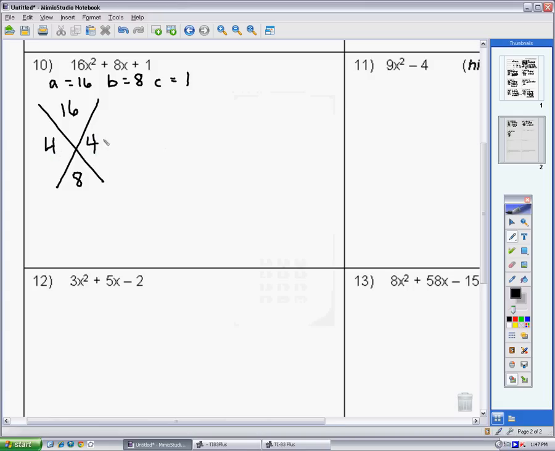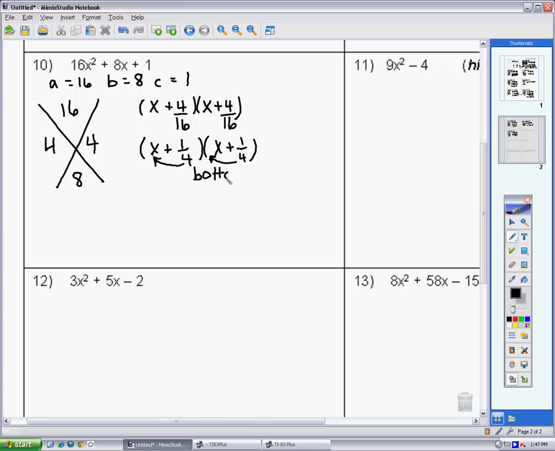So I have 4 and 4 on the sides, and that's going to give me x plus 4 times x plus 4. And then I'm going to divide by A. So I'm going to divide by the leading coefficient 16, and I'm going to reduce: x plus 1/4 times x plus 1/4, and I'm going to bring the bottoms up. So the bottoms come up in front of x. And I'm going to get 4x plus 1 times 4x plus 1, and that is a square. So that's going to be written 4x plus 1 squared.